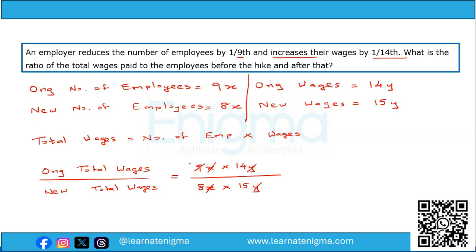Now we have: 3 3s are 9, 3 5s are 15, 2 4s are 8, 2 7s are 14. So therefore 7 3s are 21 and 5 4s are 20. So this is our final answer: 21 is to 20.